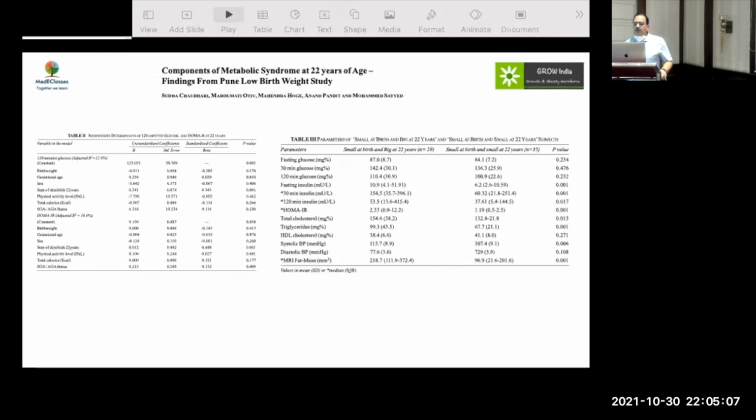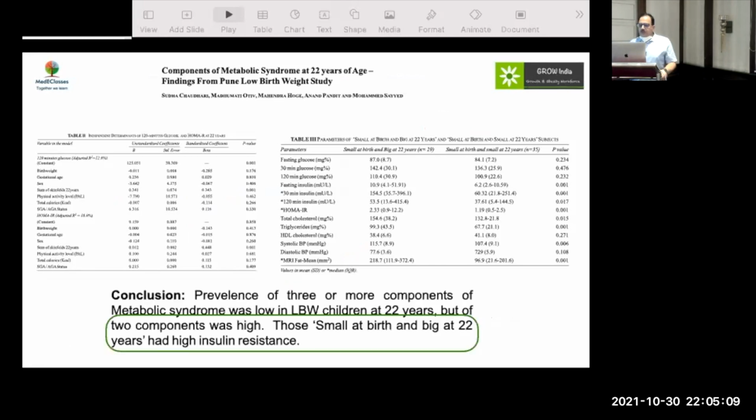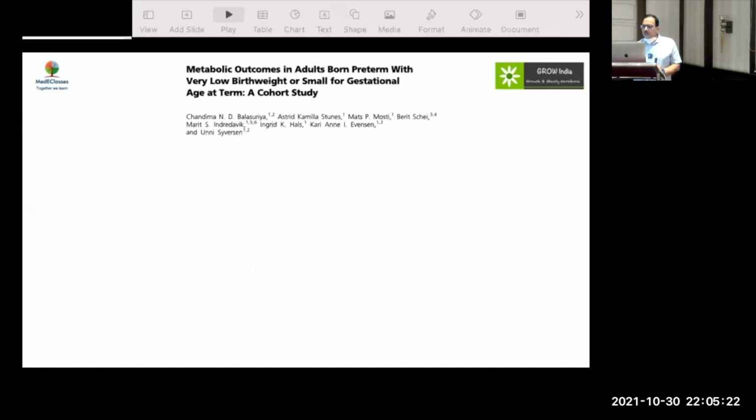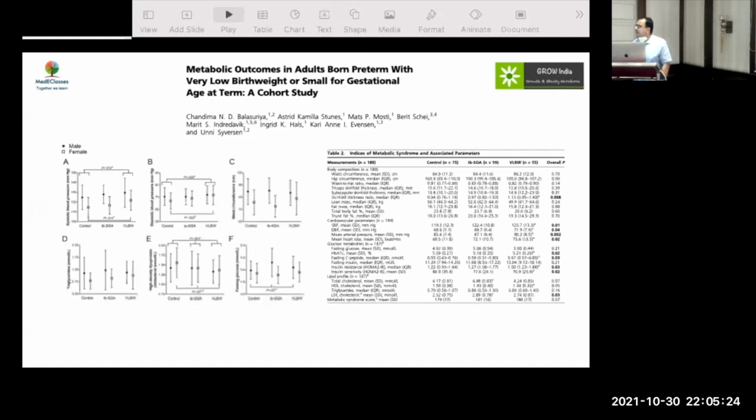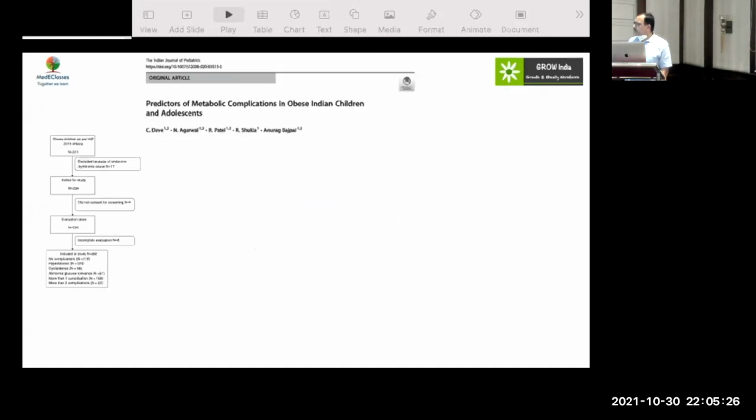And this has come from a large study from Pune, which clearly showed again that small for birth and large at 22 years, highest risk of metabolic complications. So this is something which we are seeing a lot. SGA is the most important predictor in that setting. And this again is a big study which shows the similar picture in that regard.